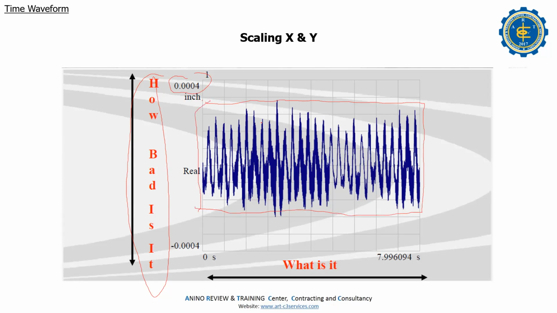But if your time waveform here is maybe 1 inch, maybe damage a little. If you think 1 inch, that is 25 mm, right? 1 inch equals 25 mm. So meaning, that is very bad.